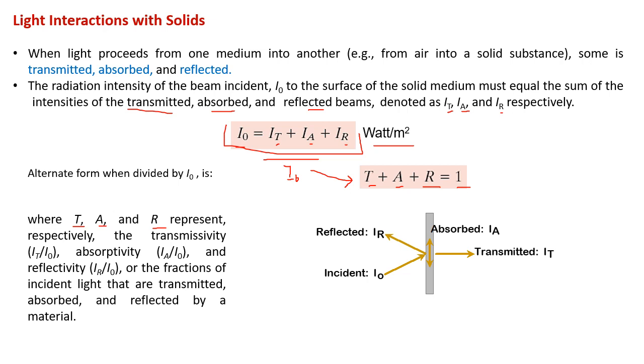So if we look at this figure, we have in here incident light I naught. If the light proceeds from the air medium into another or into a solid, some light will be transmitted, certain light will be absorbed, and certain light will be reflected in here. So the combination of transmit, absorb, and reflect equals 1.